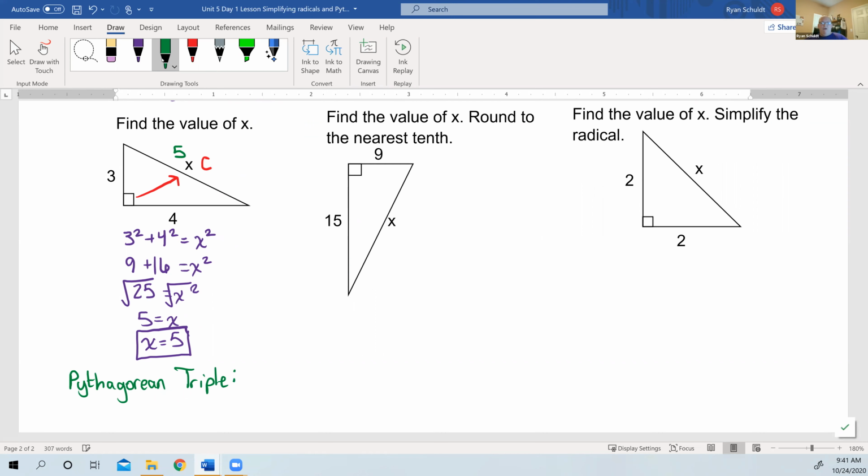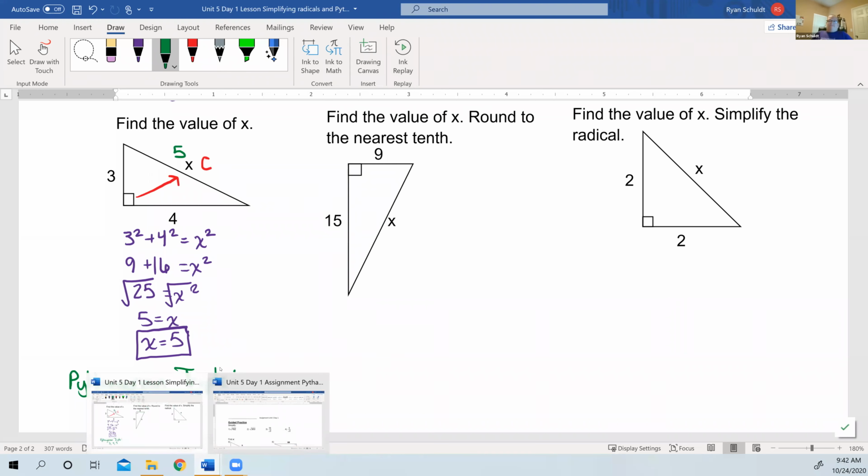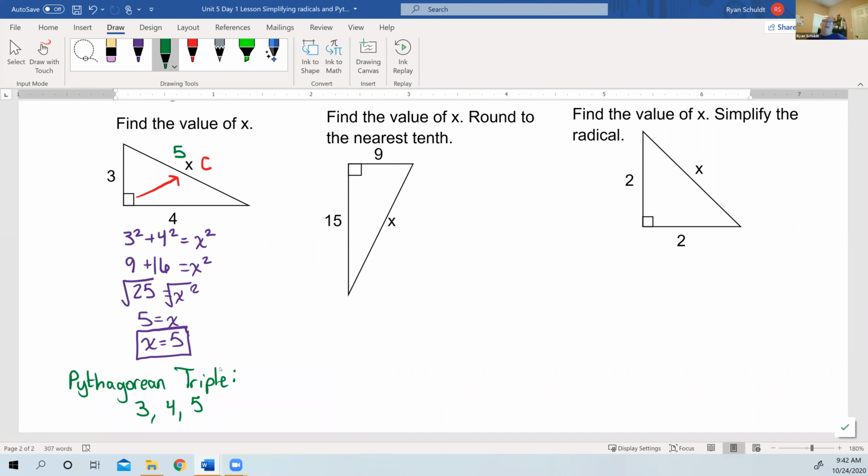And this triangle is kind of infamous. It's just a 3, 4, 5 right triangle. I mean, you don't have to know that. It's just an infamous triangle. If your legs are 3 and 4, your hypotenuse is 5. 3, 4, 5.